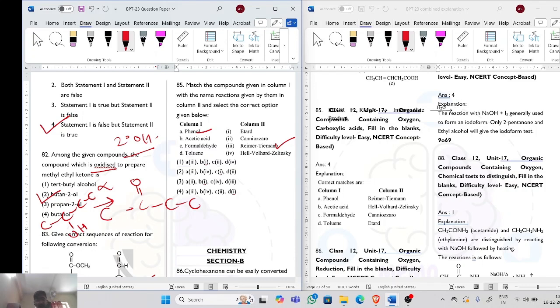Now acetic acid. Acetic acid is used in the HVZ reaction. What happens in the HVZ reaction is that Cl is attached to the alpha carbon of acetic acid. Now formaldehyde. There is no alpha H, so it will go with the Cannizzaro reaction. Now toluene, we have the Etard reaction. So matching all the options, we will get option number 4 as our correct answer.